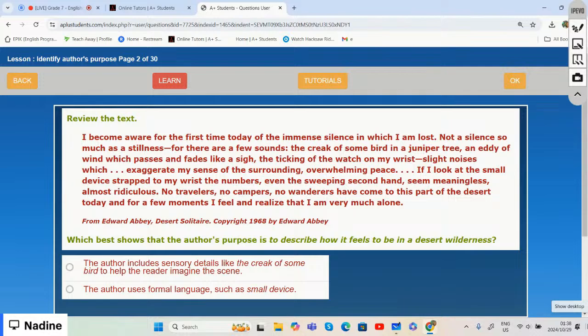We now need to say which best shows that the author's purpose is to describe how it feels to be in the desert wilderness. Is it option one? The author includes sensory details like the creak of some birds to help the reader imagine the scene. Or option two, the author uses formal language such as small device. So, which option, option one or option two, gives us the idea that the author's purpose is to describe how it feels to be in the desert wilderness? Option one or option two?